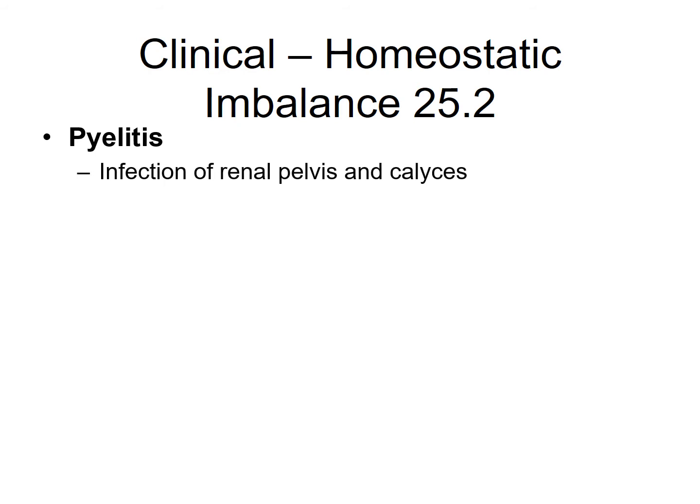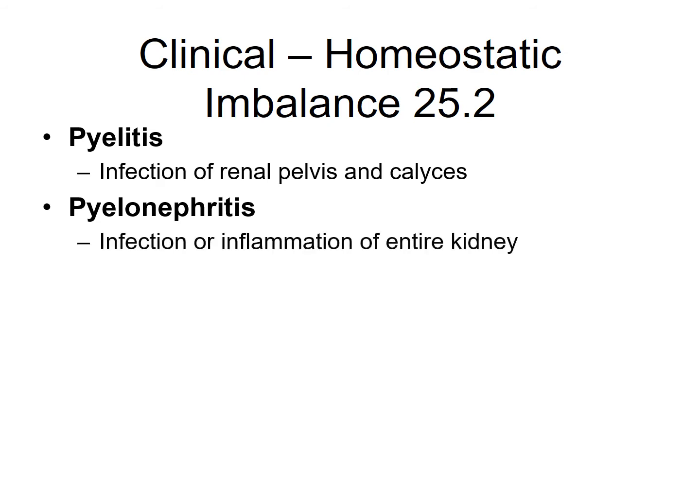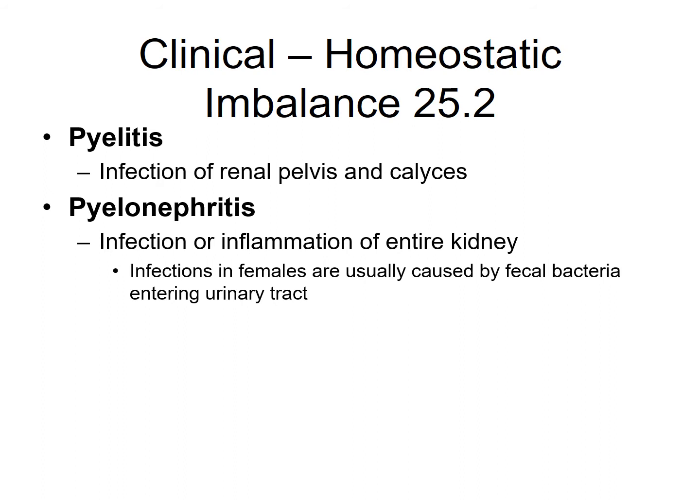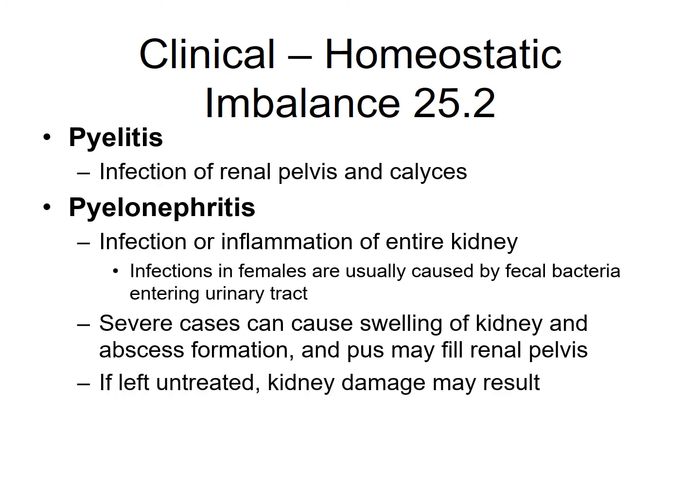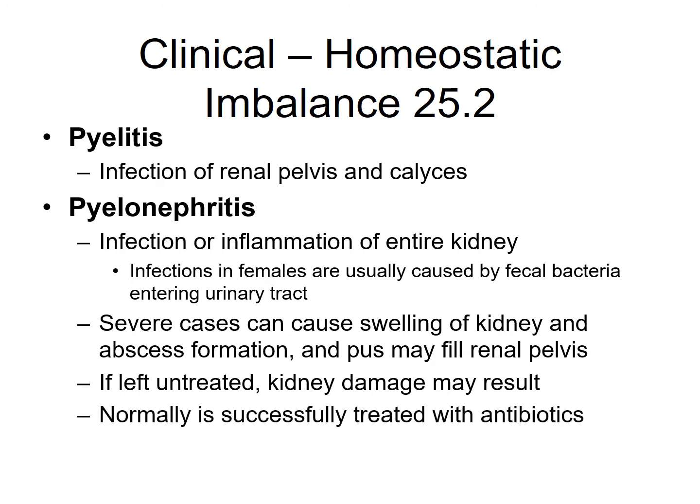So in this slide we're going to talk about kidney infections. Pyelitis is an infection of the renal pelvis and the calyces, while pyelonephritis is an infection or an inflammation of the entire kidney. Infections in women are usually caused by fecal bacteria entering the urinary tract, and severe cases can cause swelling of the kidney and abscess formation, and in these cases pus may actually fill the renal pelvis. If this is left untreated, then you can get pretty severe kidney damage. Normally this is successfully treated with antibiotics.